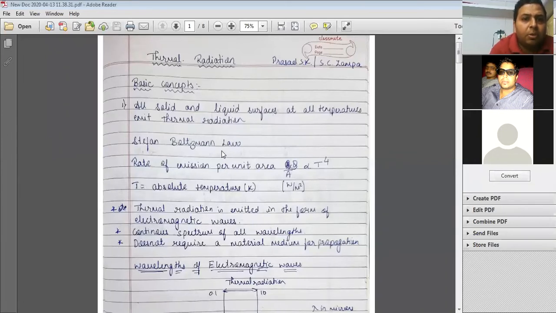And according to my Stefan Boltzmann law, the rate of emission per unit area is directly proportional to the fourth power of the absolute temperature. And the temperature here will be given in terms of Kelvin, and the rate of emission per unit area will be in watts per meter square. And also, I should know that it is a continuous spectrum of all wavelengths, and it does not require a material medium for propagation.